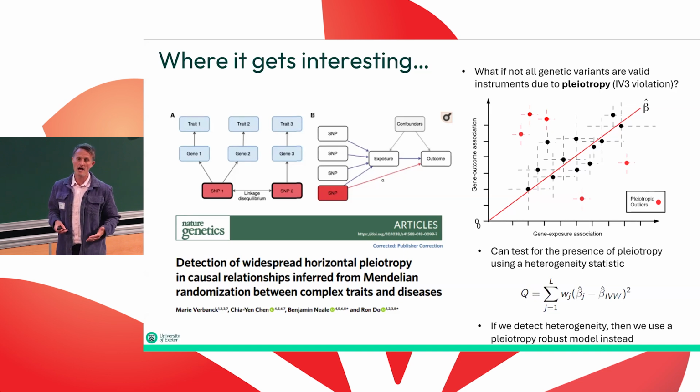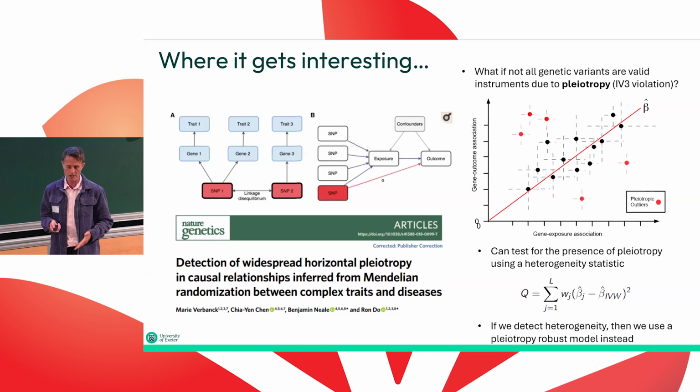Now, one of the first tests you can do to detect potential pleiotropy is to look to see if there's more heterogeneity or more noise in the data than there should be if all genetic variants were valid instruments. And you can test for the presence of heterogeneity, which is likely to be caused by pleiotropy, with a heterogeneity or Q statistic. And if we see a large Q statistic, then that's when we can start to think about employing a pleiotropy robust method instead.